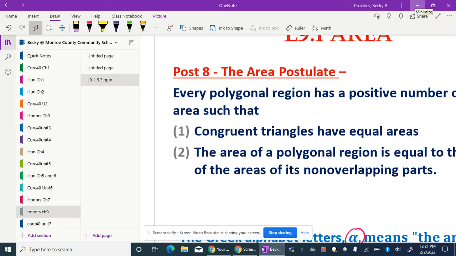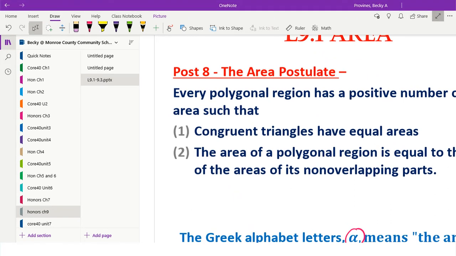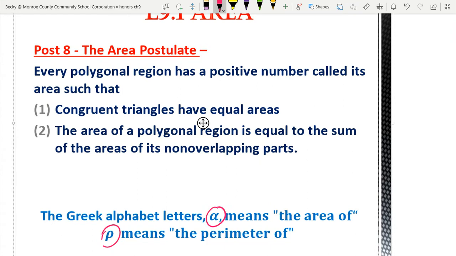Hi, today we're going to quickly go over the lessons from the textbook, lessons 9.1 through 9.3.